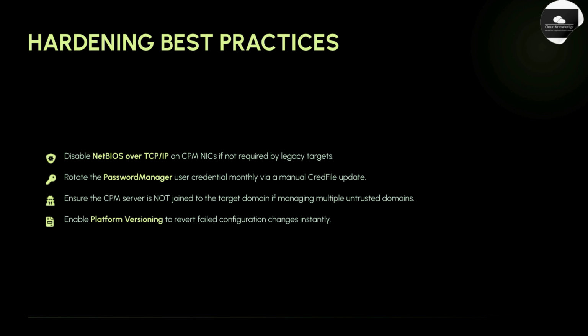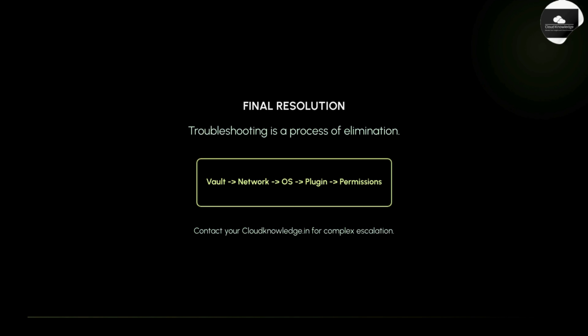Best practices include disabling NetBIOS, rotating the password manager user credential regularly, and ensuring the CPM server is not joined to the target domain if managing multiple untrusted domains. Troubleshooting is a process of elimination. Follow the flow: Vault, network, OS, plugin, and permissions. For complex escalations, reach out for expert support.